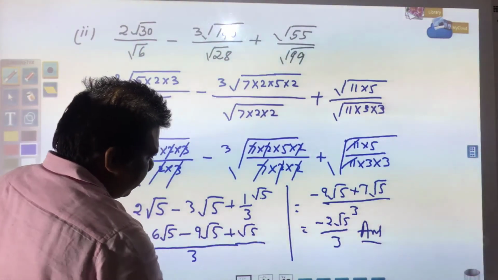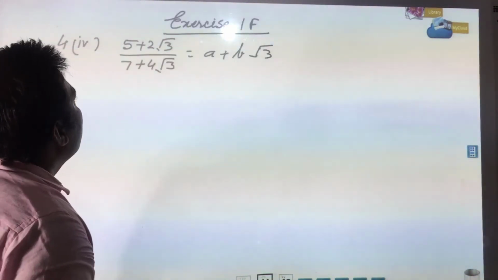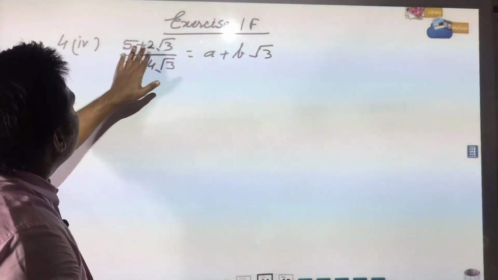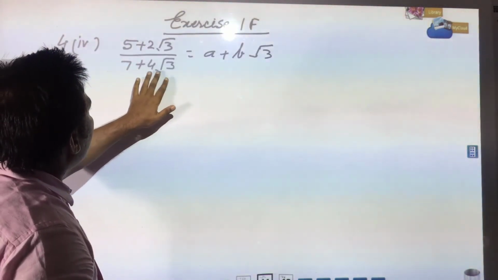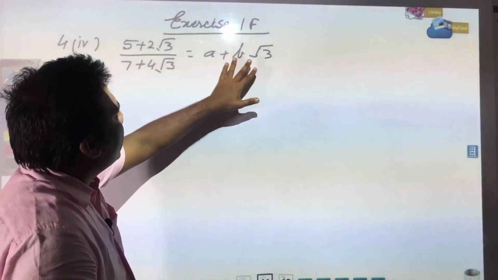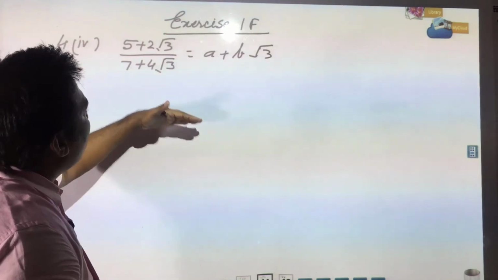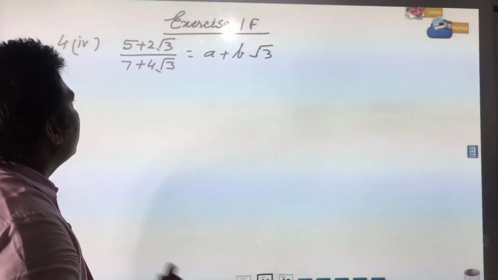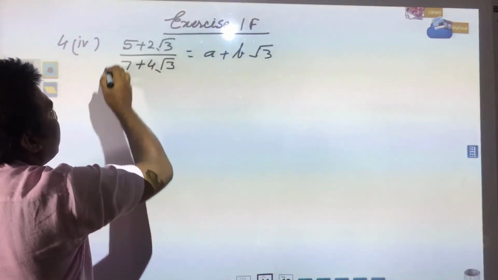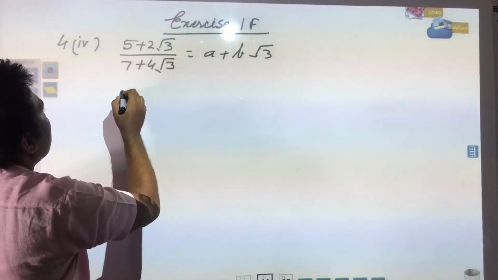Next you see, from exercise 1F I have taken question 5. 5 plus 2 root 3 divided by 7 plus 4 root 3 is equal to a plus b root 3. You need to find out the value of a and b. Similar questions were already made in the last video also, but again you see what you need to do. This term is required to be factorized.